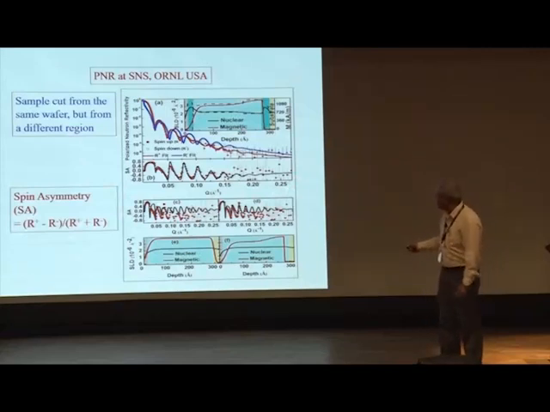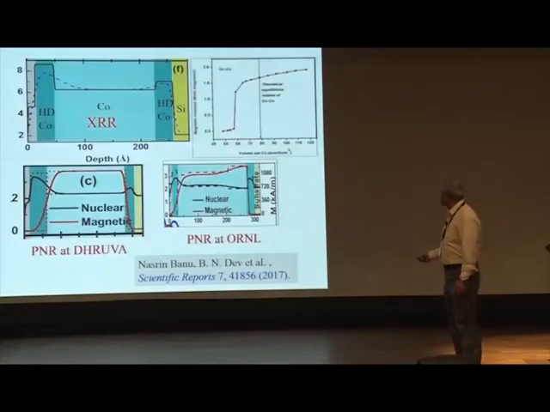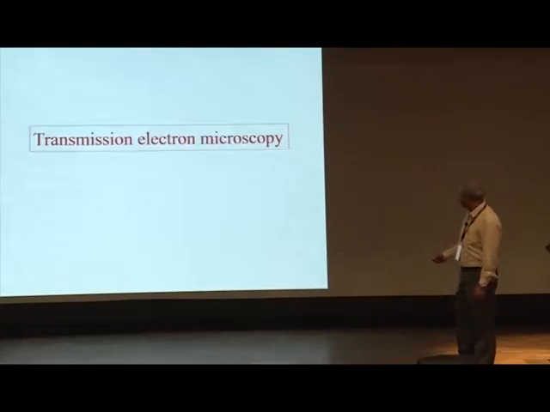Now we could also fit another parameter called the spin asymmetry. It is R up minus R down divided by R up plus R down. You see there's a very nice fit for this model. But if you take other models like uniform density and momentum of cobalt, they don't fit this. So all these results are consistent: results from Bhabha Atomic Research Center, PNR at Dhruva, PNR at Oak Ridge National Lab, and these theoretical results. Everything seems to be consistent now.